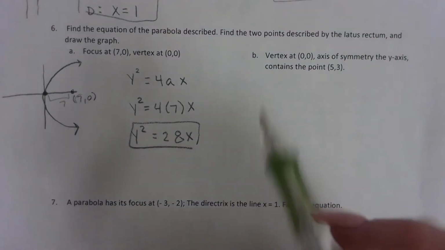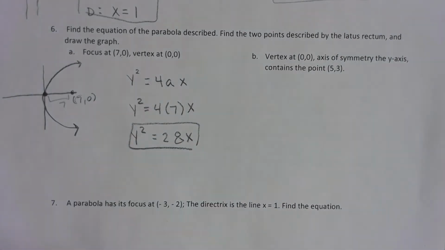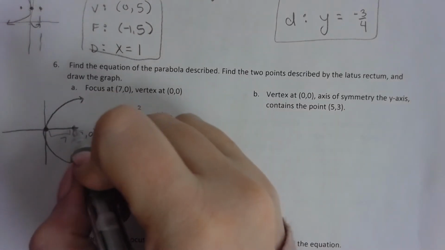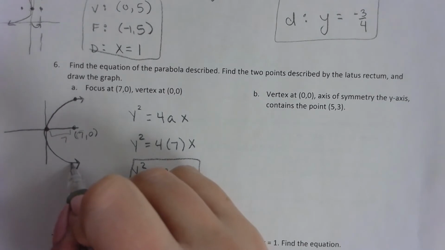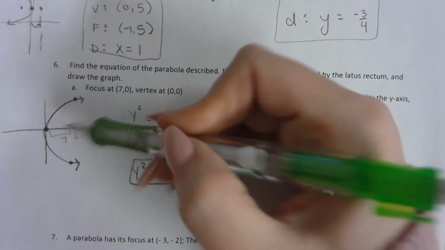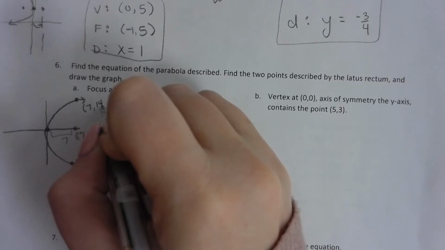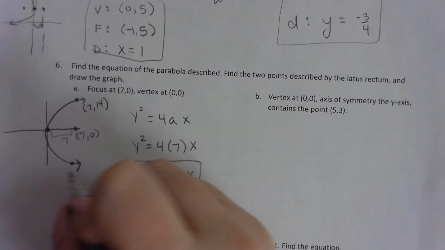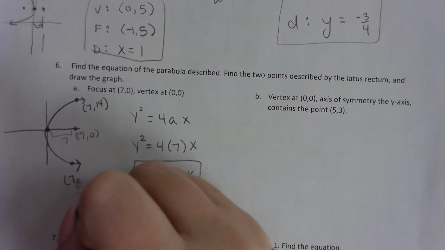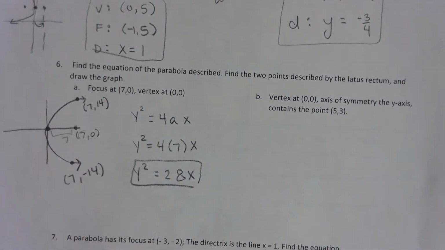Now it did tell us to find the 2 points described by the latus rectum and draw the graph. So here's our graph. Now these 2 points is what they're asking for here. So remember, these points are 2a away. So if we said this is 7, then I need to go 14 away. So the x is the same, but I went up 14. The x is the same, but I went down 14. So there we go.